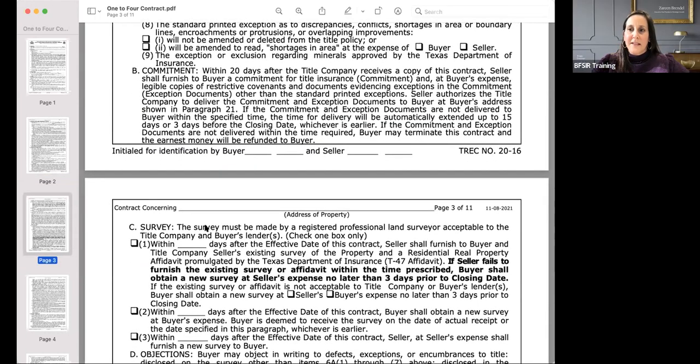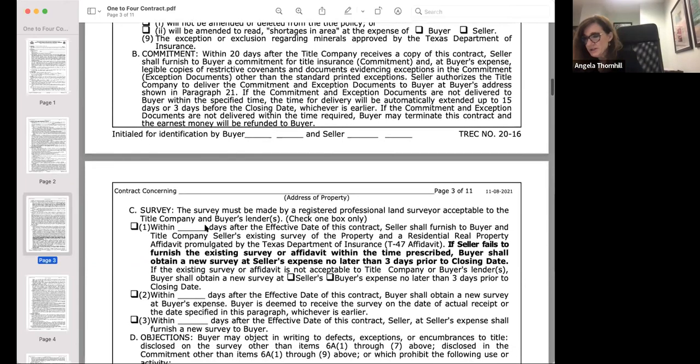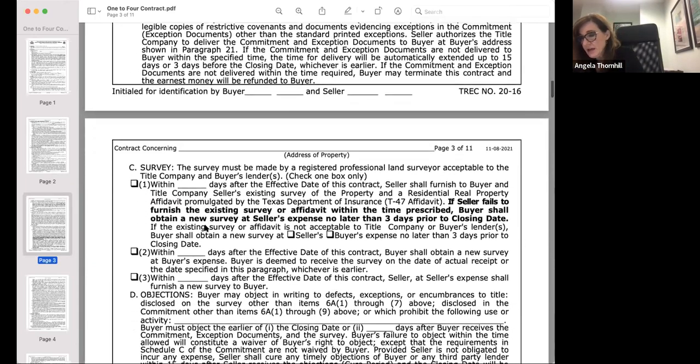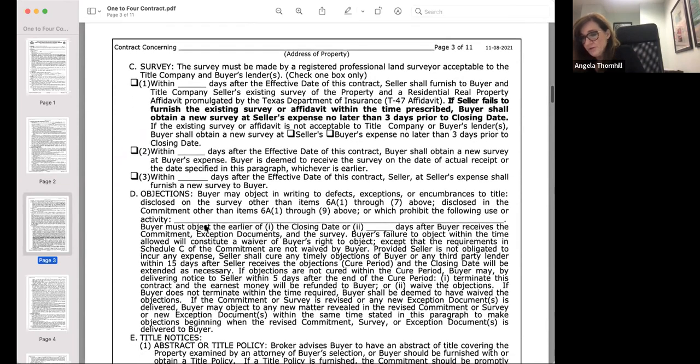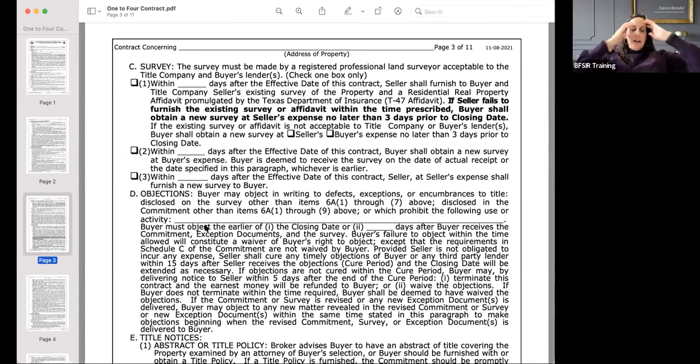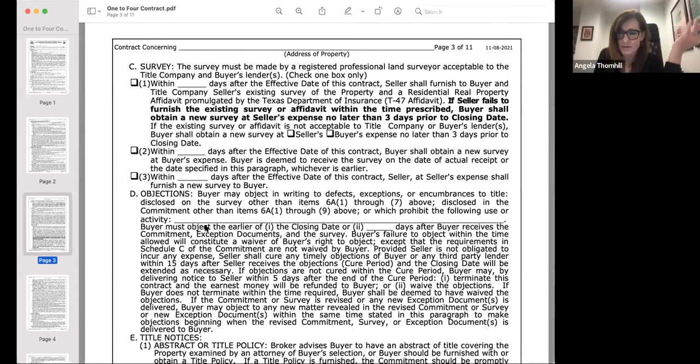Okay, so moving on to page 3, the survey. There are 3 different scenarios here. Most title companies require a survey. I've heard a couple of things recently, with cash transactions, about them not requiring it. Do you hear much of that, Zareen? I haven't heard that, but I've heard two or three in the last month, which I never really heard before.